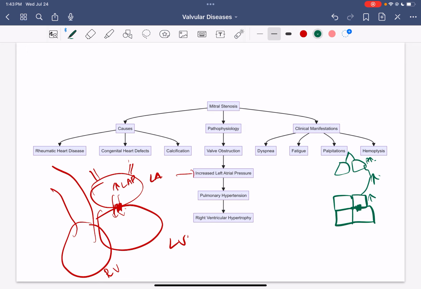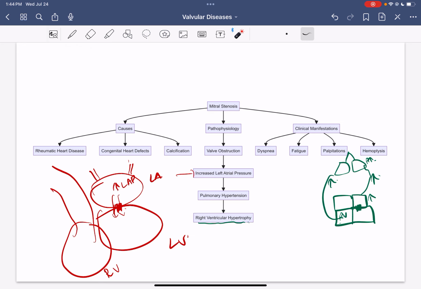And as a result, you remember the right ventricle is connected to the lungs by your pulmonary trunk. So the pressure in the pulmonary trunk increases. As a result, pressure in the right ventricular chamber also increases. That leads to right ventricular hypertrophy. Remember, if there is more pressure for compensation, the cardiac myocytes increase in size. That is called a right ventricular hypertrophy.